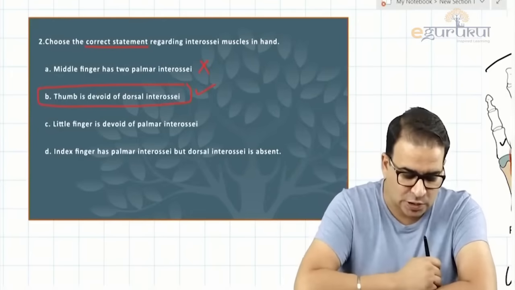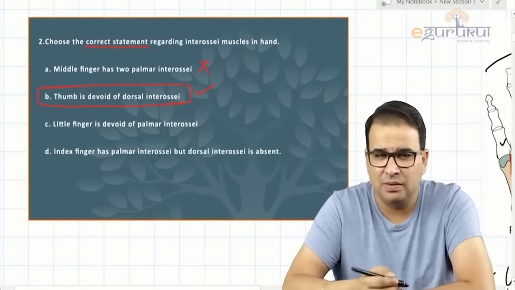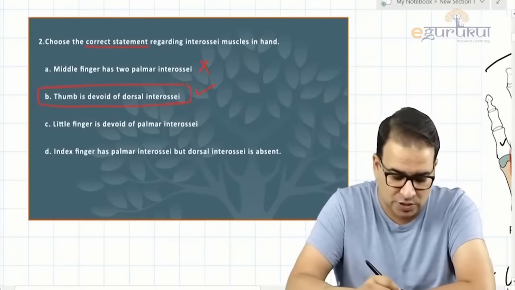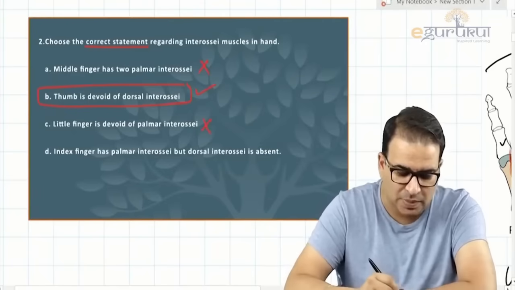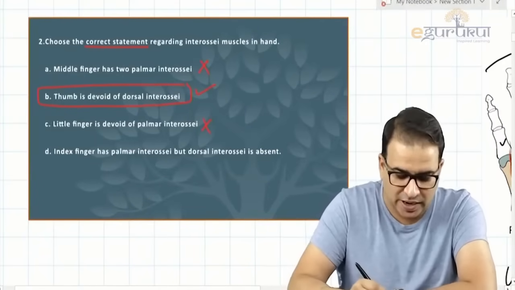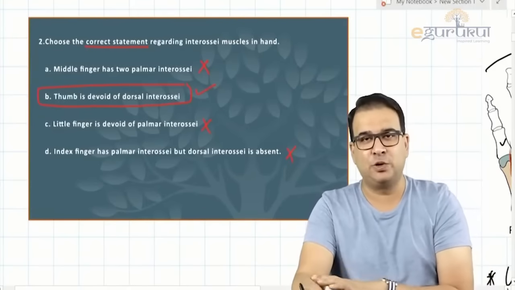Let me read the other options also. Little finger is devoid of palmar interossei. No, the little finger has palmar interossei, which are not present on the middle finger, so this option is also incorrect. And index finger has palmar interossei but dorsal interossei is absent. No, again it is incorrect because the index finger has both palmar as well as dorsal interossei.